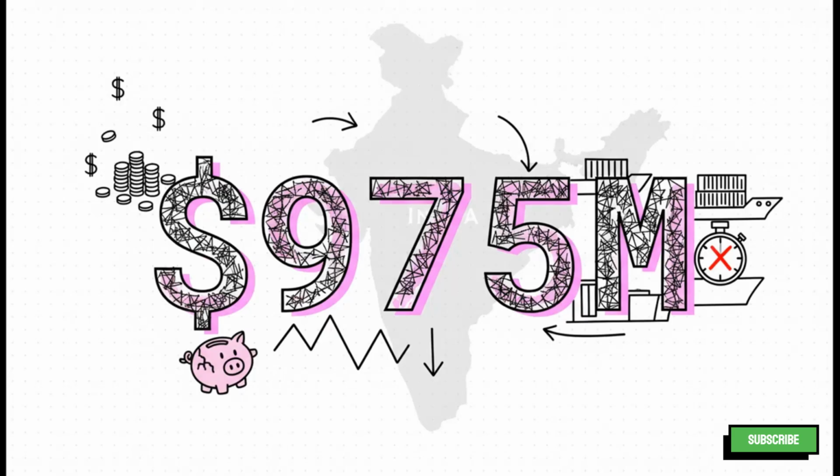By July 12, 1991, the situation was beyond critical. India's foreign exchange reserves had plummeted to just $975 million. To give you some perspective, that was barely enough money to pay for 3 weeks of essential imports. The country was, for all practical purposes, on the verge of going bankrupt.